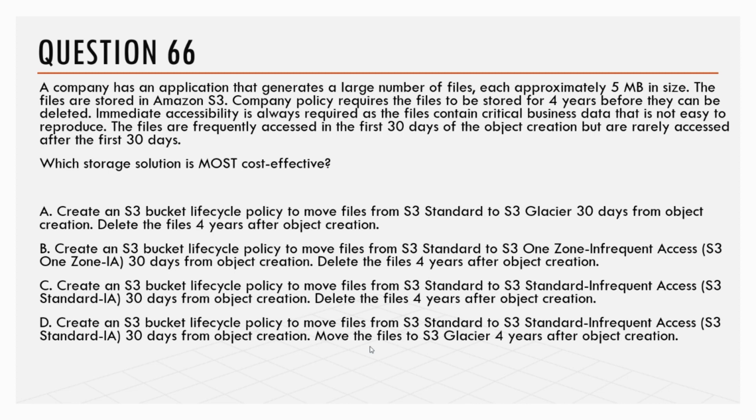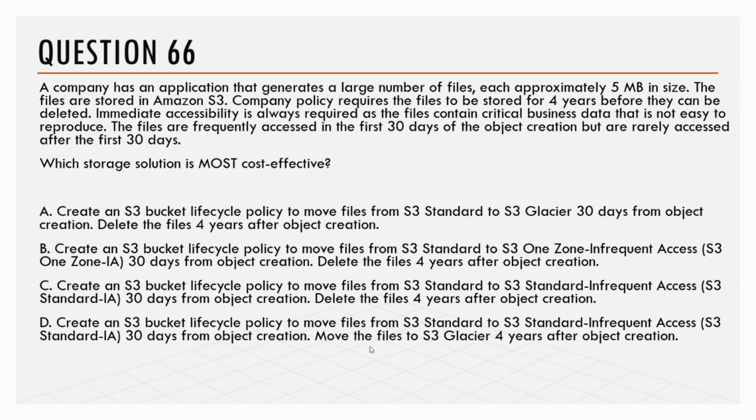And the options are A, create an S3 bucket lifecycle policy to move files from S3 Standard to S3 Glacier 30 days from object creation. Delete the files 4 years after object creation. Option B, create an S3 bucket lifecycle policy to move files from S3 Standard to S3 One Zone-Infrequent Access 30 days from the object creation. Delete the files 4 years after object creation.